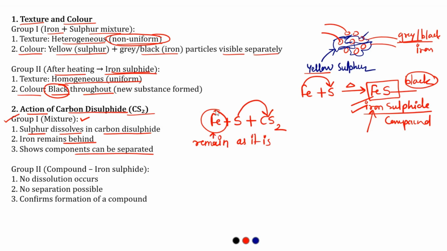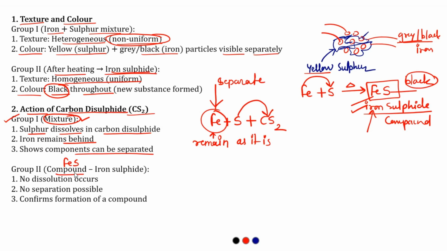So what happens? We can easily separate this iron. Remember, we can easily separate this iron. So what it shows, in mixtures, we can easily separate the components. What about group 2? In group 2, we have a compound, that is iron sulfide, which we have got by heating.